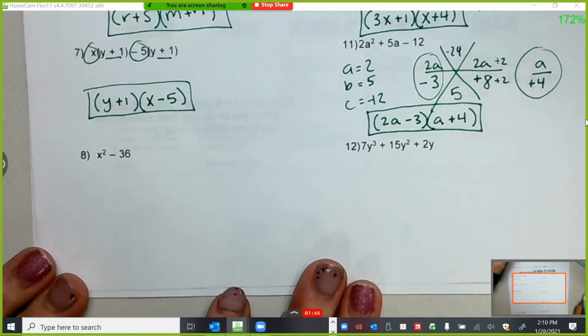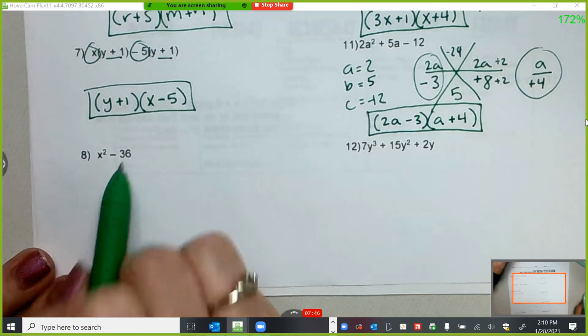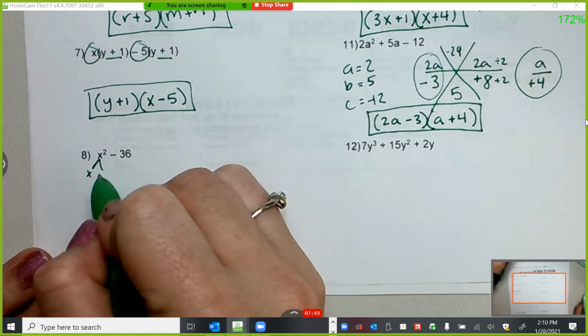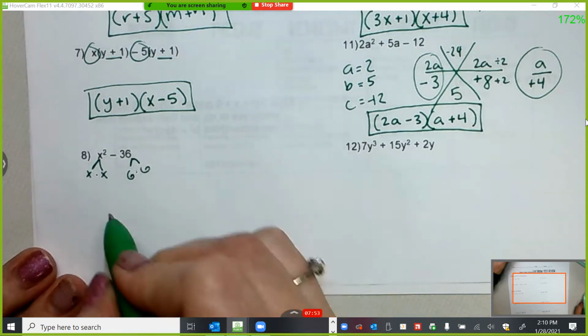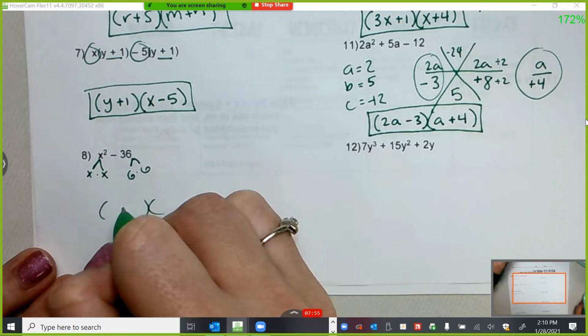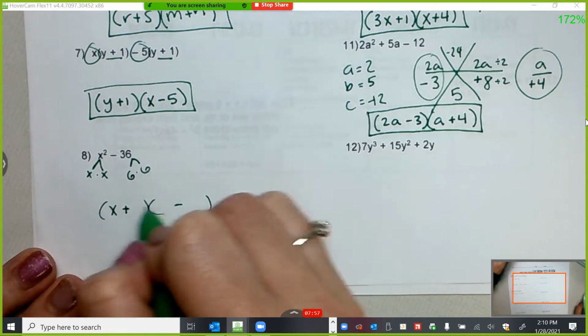Number 8 is a difference of 2 squares, perfect square minus a perfect square. X times x is x squared. 6 times 6 is 36. Remember, 1's plus, 1's minus.